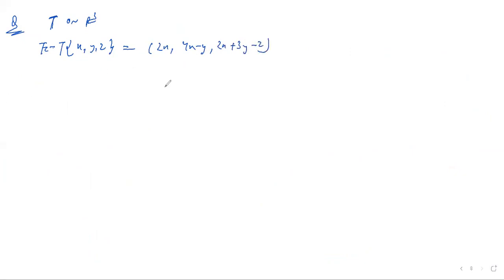Okay, this is my linear operator T. Now I want to find T inverse, T square, and T inverse square. How can we find this?